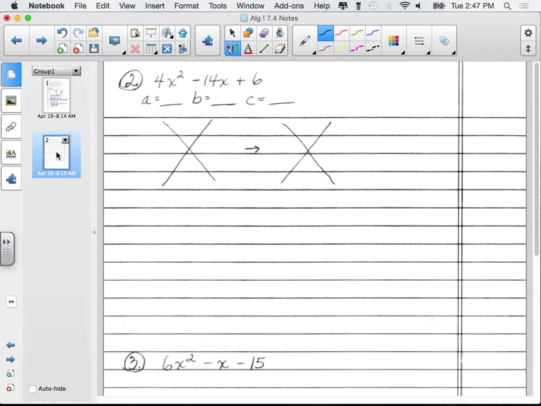Alright. Moving on to the back side now. Number 2, 4x squared minus 14x plus 6. What's our a, b, and c? 4, negative 14, 6. Looks good to me. Upstairs we do a times c, so we have 4 times 6. Downstairs we have negative 14, our b value. Just bring everything over, 24, negative 14.